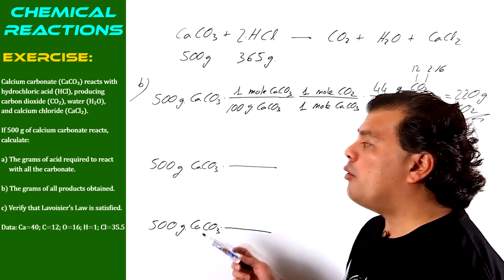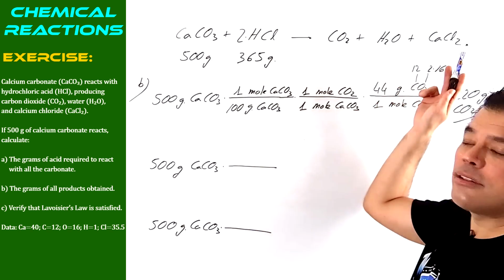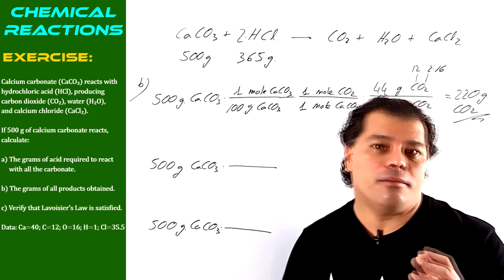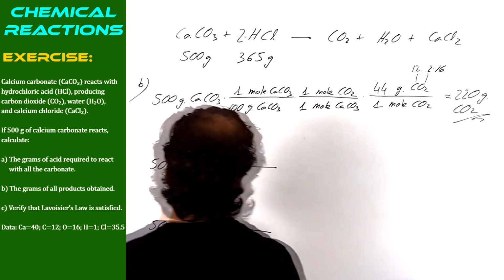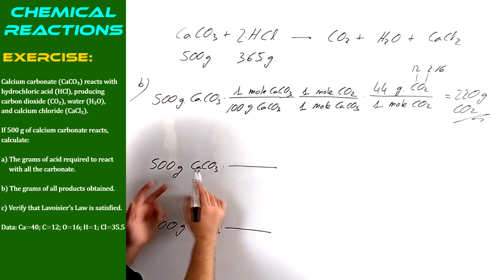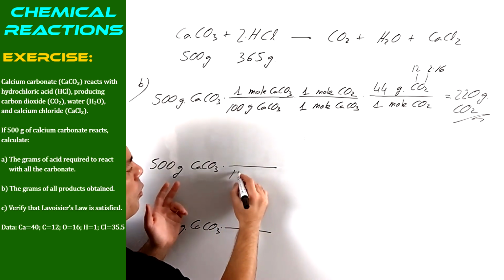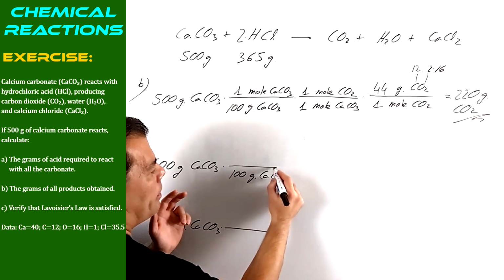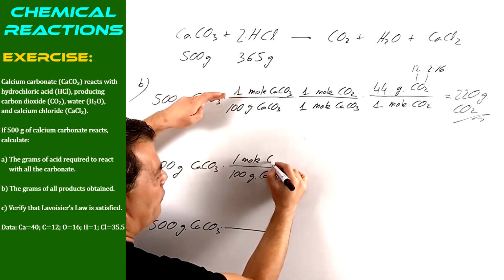So now we are using the same procedure to calculate the grams of water and grams of calcium chloride. And if you want, you can stop the video or mute it in order to do it by yourself. Let's go on. Water. The first conversion factor is quite similar. 100 grams of calcium carbonate are 1 mole of calcium carbonate.